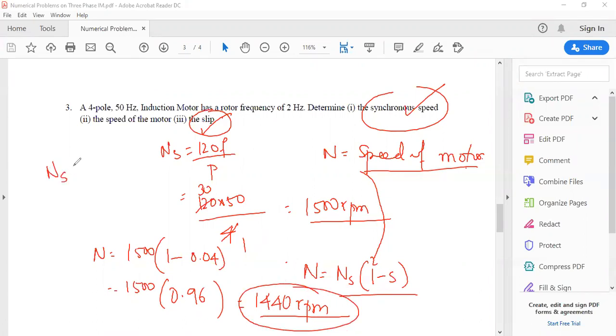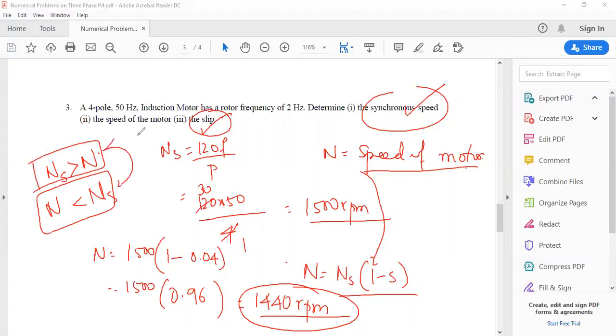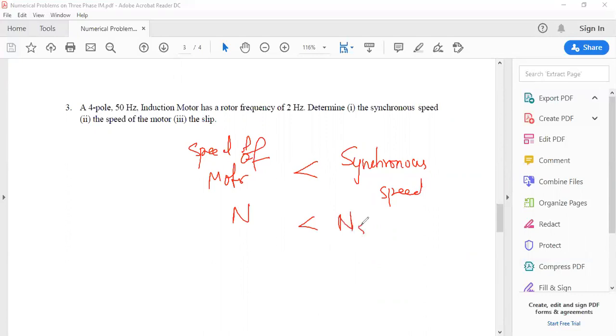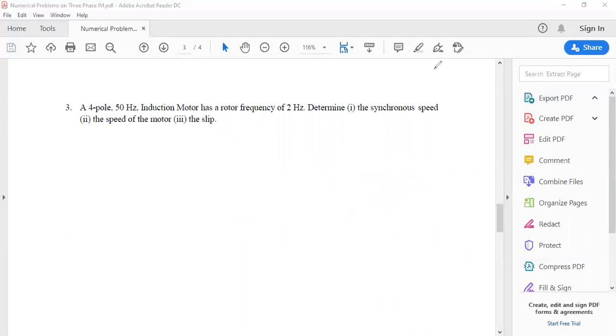So synchronous speed ns is always greater than n. So n is always less than ns. This is the approximation technique you can use to find out the speed of the motor: it is always less than the synchronous speed. So speed of motor is always less than synchronous speed. Okay, so n is always less than ns. So that's what you can find out.